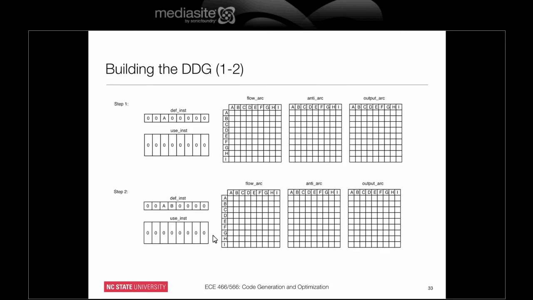You may want to stop and print out this slide of code so you can reference it while you walk through the steps. Okay, so in step 1, we'll deal with instruction A. And instruction A is going to define register 2. And so in the spot for register 2, we indicate that that's instruction A.